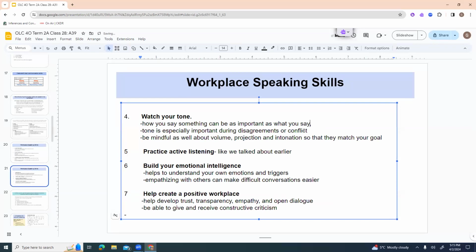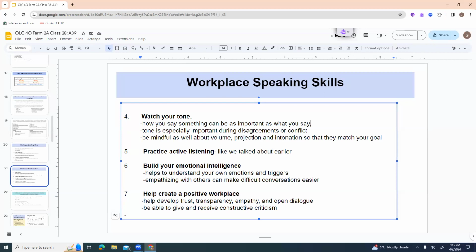So you want to be very mindful about your volume, how loud you are, your projection and your intonation so they match your goal. It's totally possible to have a disagreement with a colleague or even a supervisor without wanting to make them feel bad. You're just trying to convey your information without it escalating into a fight.